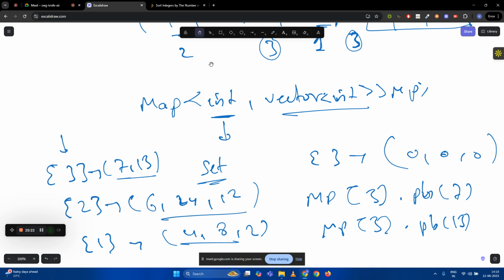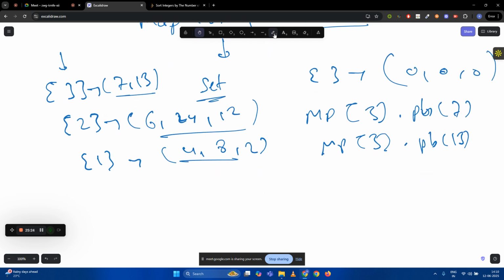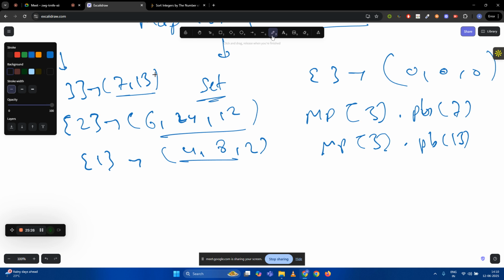Now what you would do, you would go to all the keys, and individually sort each according to ascending or descending. So if I have to sort in descending order, it will be 13, 7, because now there is no relationship of number of set bits. Similarly here 24, 12, 6. Similarly here 8, 4, 2.